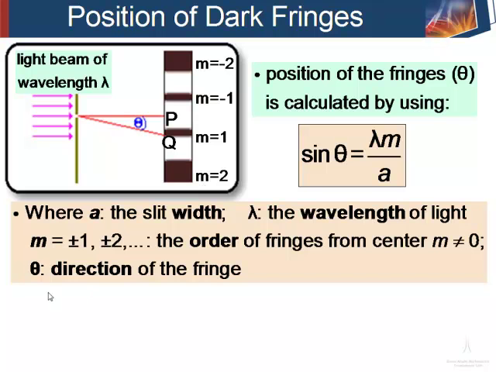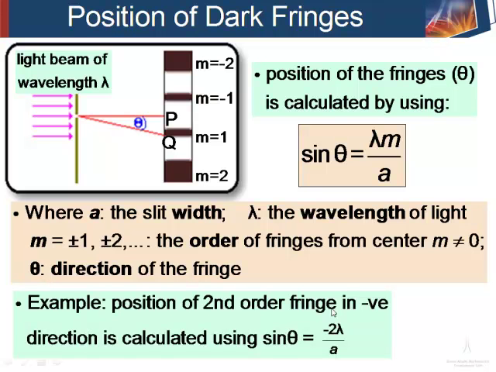And of course, we said that theta is the direction of the fringe. For example, we can have a position of a second order fringe in the negative direction, and when we calculate using the formula, sine theta, this is what it would look like. Sine theta equals minus 2 lambda divided by a, negative because the fringe that we are talking about is on the negative side. Also, it is the second order fringe. That's why we then have 2 over there.